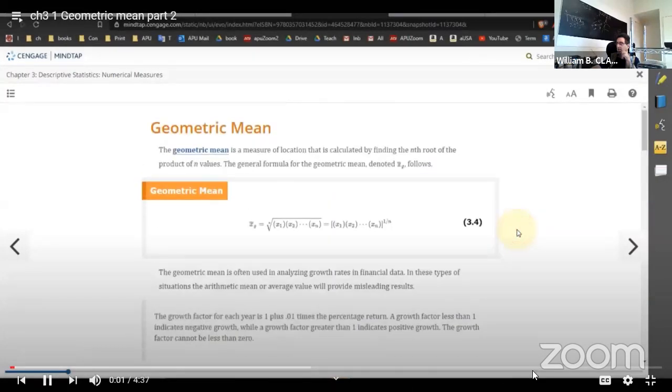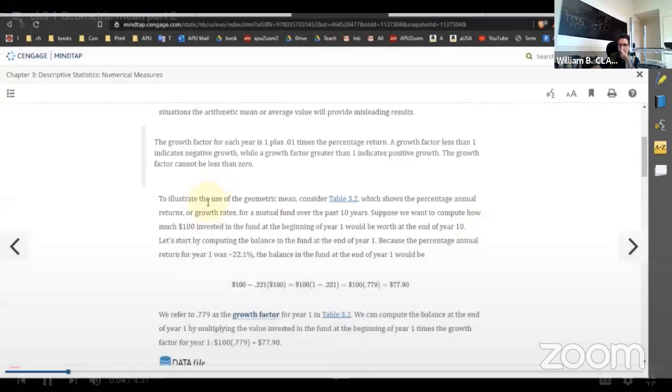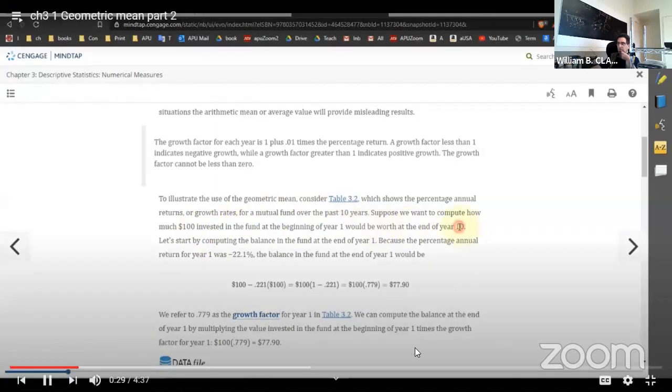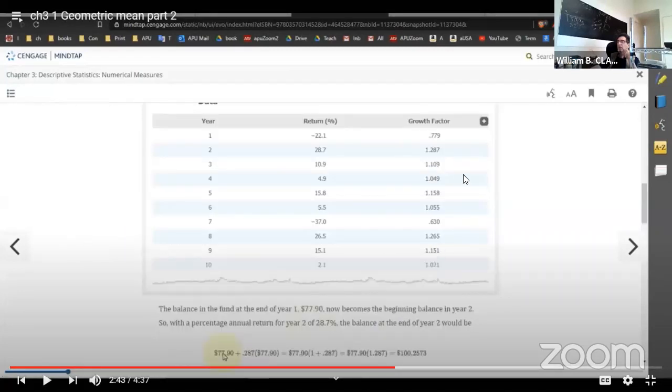Okay, let's continue with the geometric mean. So they say to illustrate the use of the geometric mean, consider this table, which shows the percentage annual returns or growth rates for a mutual fund over the past 10 years. So we just looked at that table. Suppose we want to compute how much $100 invested in the fund at the beginning of year 1 would be worth at the end of year 10. Okay, so let's take a look at that. So how much is it worth at the end of year 1?